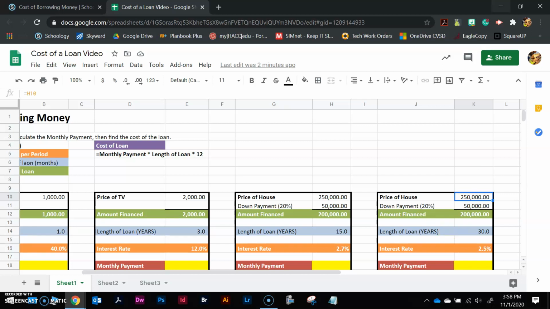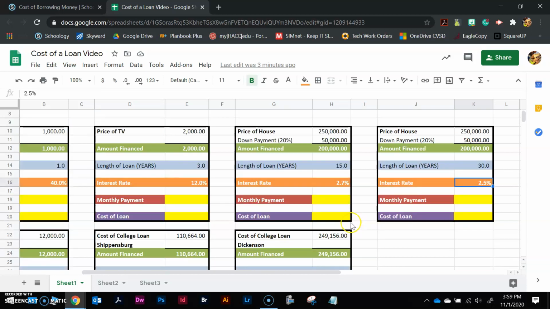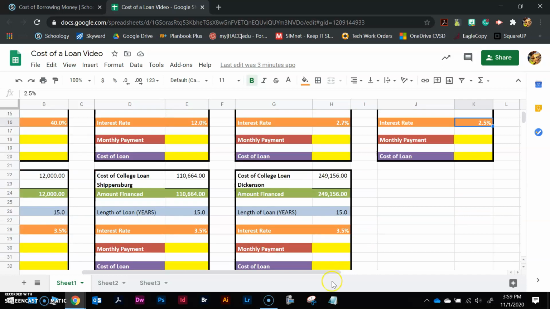The other thing we want to make sure we have there is the interest rate. It varies slightly between a 15 and 30 year. So if we could put in 2.7 for a 15 and 2.5 for a 30. You should be able to, with that, go back and calculate the monthly payment on that.